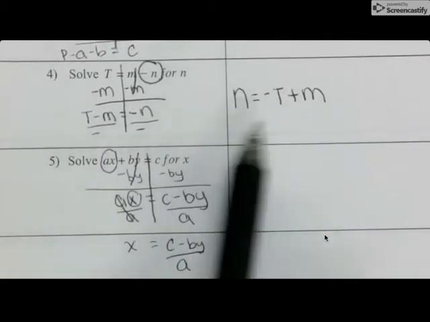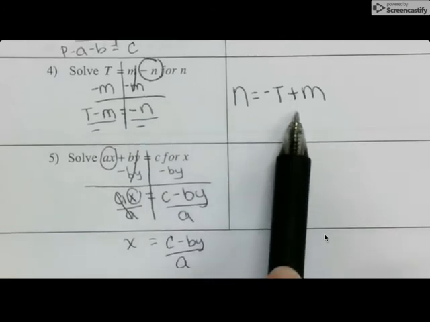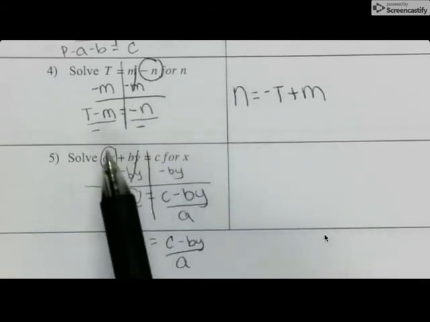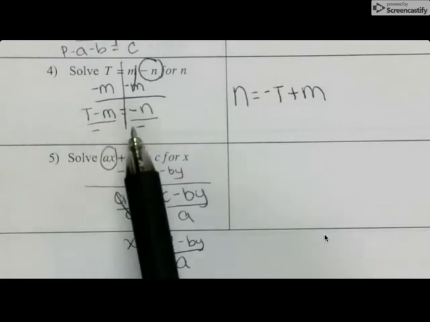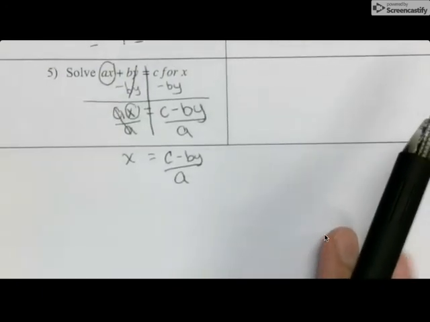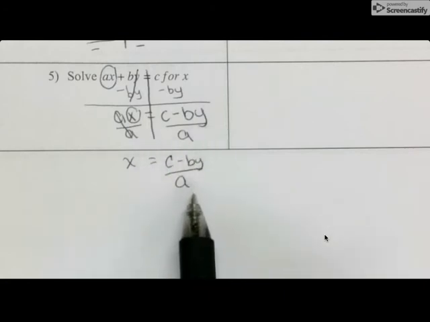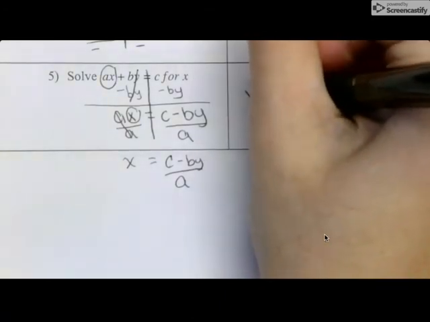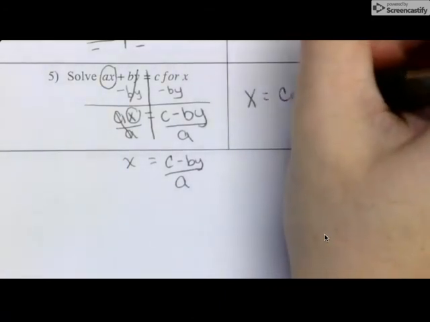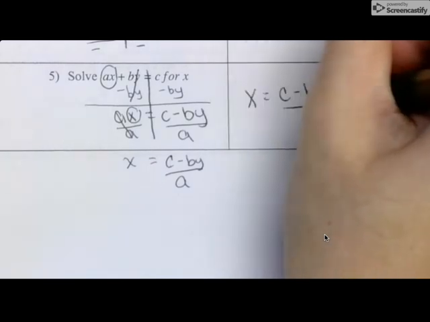Notice how in here it ended up still being two terms. That was because we were literally dividing by a negative, whereas here I am dividing by a letter, so it's going to be this whole thing. Okay? So that is my final answer.